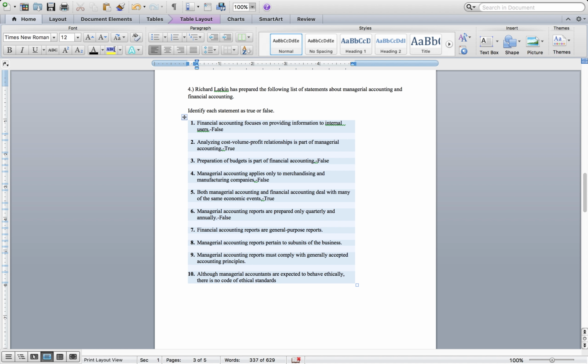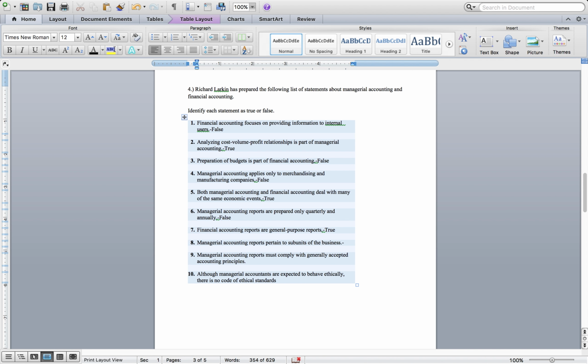Well, the big difference between managerial accounting and financial accounting, managerial can be anytime. It could be for the hour, for the day, the week. Financial accounting is usually just for the month, the quarter, or the year. Okay. Number 7. Financial accounting reports are general purpose reports. That's going to be true.